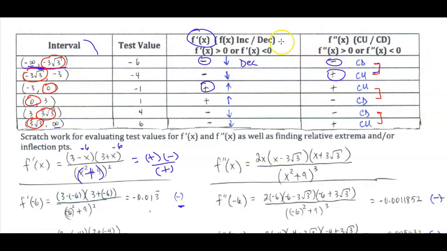So as far as relative max and relative min, if you notice here, we have a switch going from decreasing to increasing. That tells us that we're going to have a local min right here at x equals negative 3. And we also see that we have increasing to decreasing happening here, which means at x equals positive 3, we have a local max.